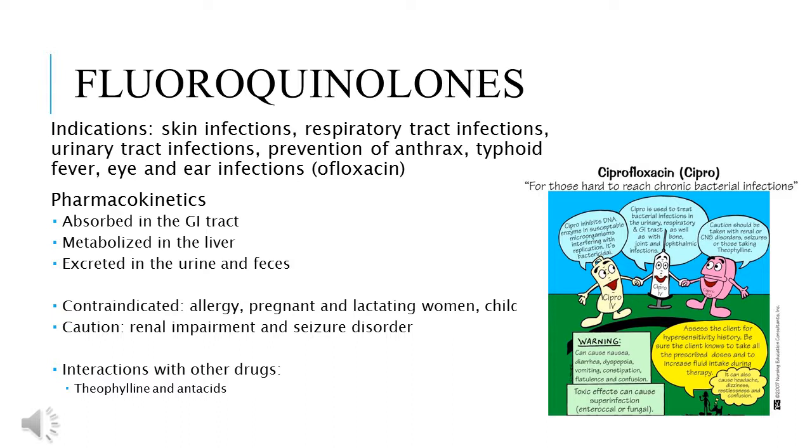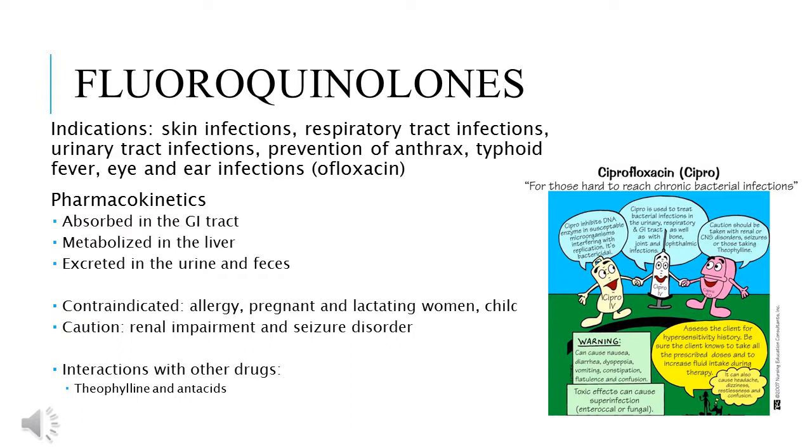Fluoroquinolones are used to treat skin, respiratory tract, and urinary tract infections. This class of drugs is widely known for treating hospital-acquired pneumonia. They can also be used in the prevention of anthrax and against typhoid fever. Ofloxacin can also be used for eye and ear infections.